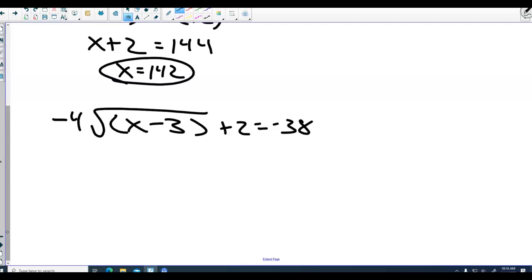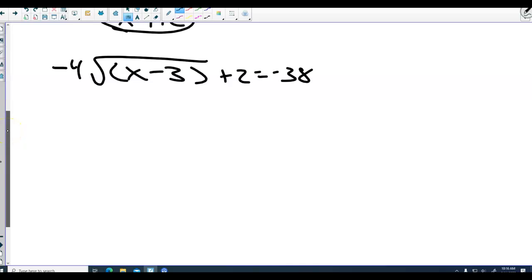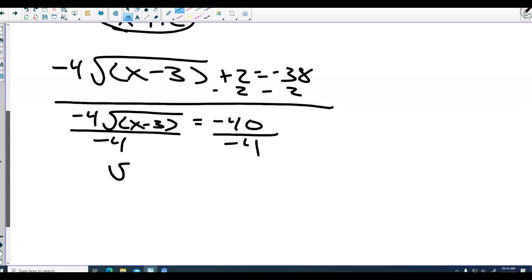The second one, same deal. A radical can't equal a negative, but we've got to get the radical alone first before we make that determination. I subtract 2 on both sides. I get negative 40. But when I divide both sides by a negative 4, that negative disappears. So we're left with x minus 3 equals 10. I'm going to square both sides.